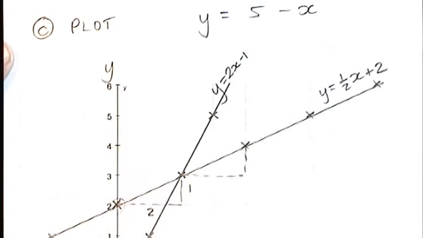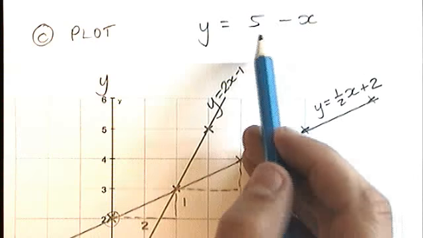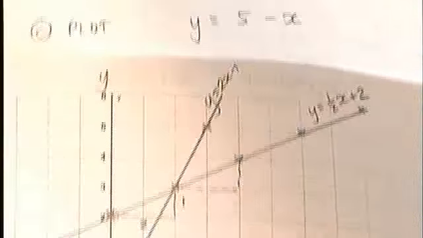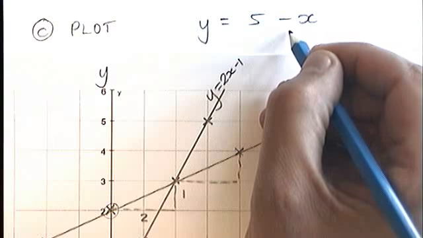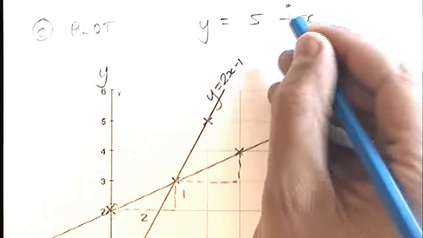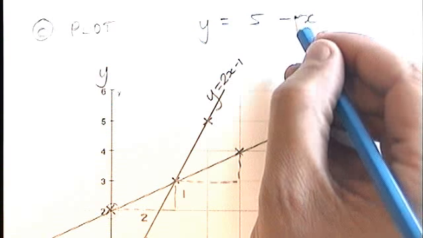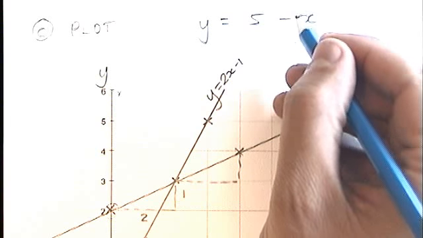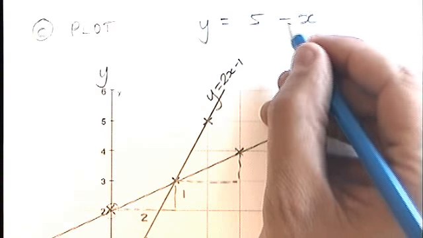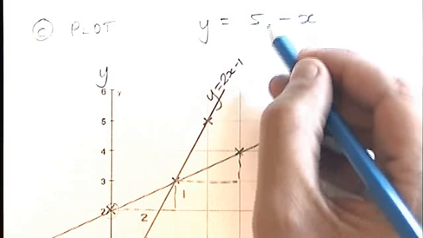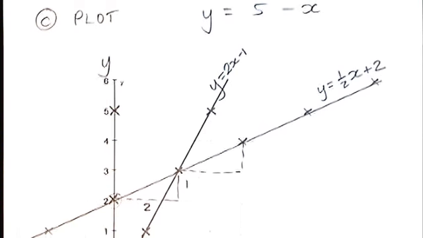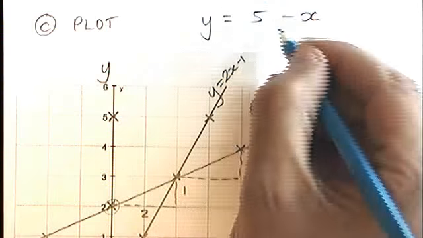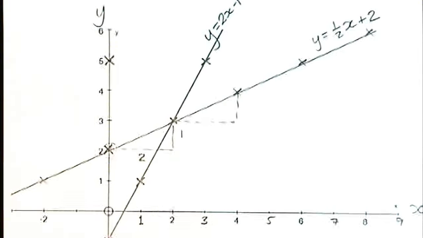The third one I'm going to show you is y equals 5 minus x. In this one the difference is that the gradient is not immediately obvious. It's actually the number with the x, which is a minus 1x. The number of x's is 1 and it's a negative 1x. So the gradient is going to be minus 1. The intercept is the number on its own, which is 5. So we start with the intercept of 5, and then I'm going to use my gradient of minus 1 every time. So here we go.